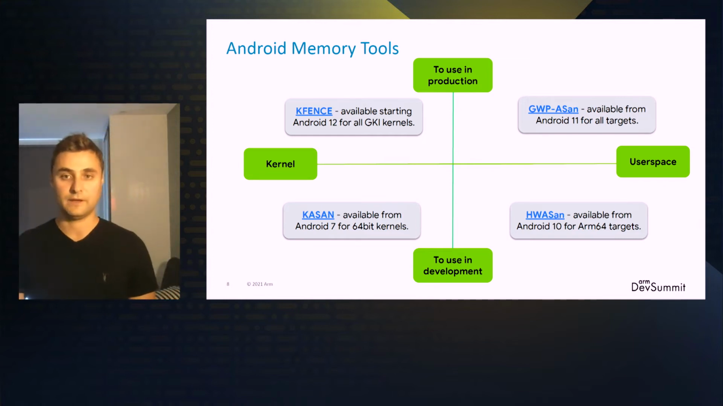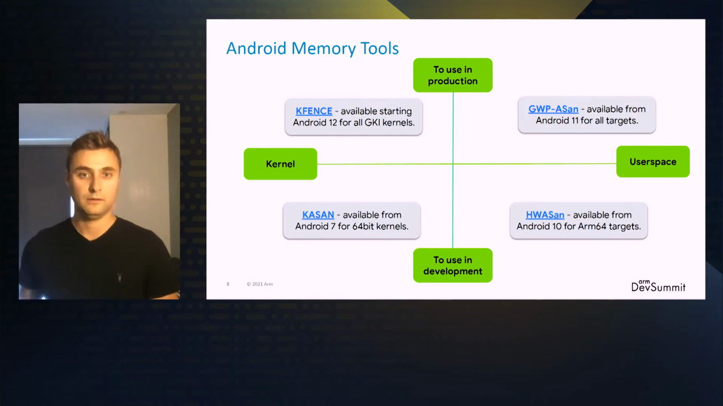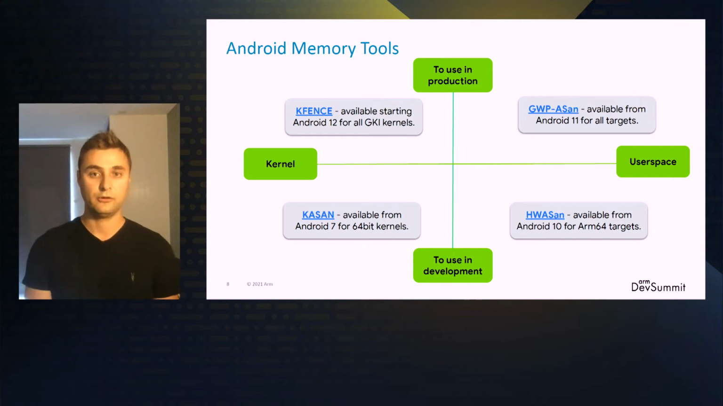Similarly, in the user space, we're using hardware ASAN, a tool that has been introduced in Android 10, and it's applicable to all ARM64 targets. However, these tools are currently only used in development, as they introduce a non-trivial overhead to the developer, requiring maintaining another build to be used for testing, and also introducing a non-trivial overhead when it comes to performance.